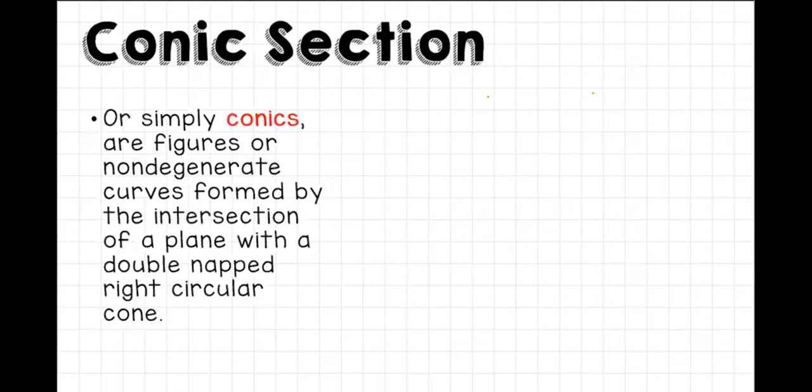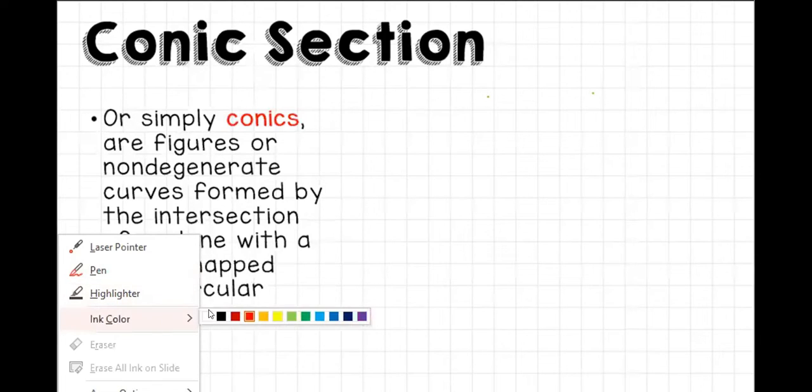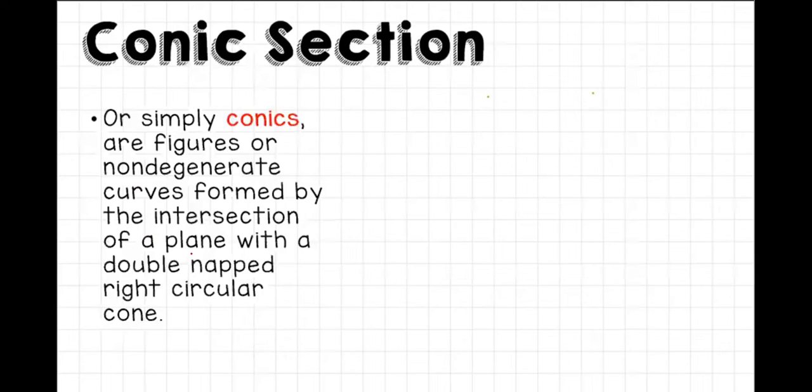Ano daw ba yung conic section? Conic sections, or simply conics, are figures or non-degenerate curves formed by the intersection of a plane with a double-napped right circular cone. Napakahalaga po yung term na double-napped right circular cone. Hindi pwedeng mawala kahit isa dyan. It should be a double-napped right circular cone. Hindi lang siya basta-basta cone. It's a right circular cone.